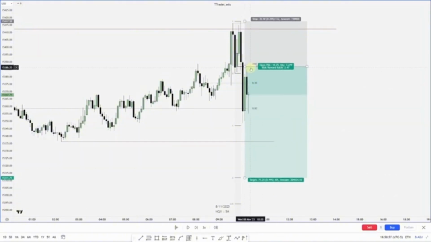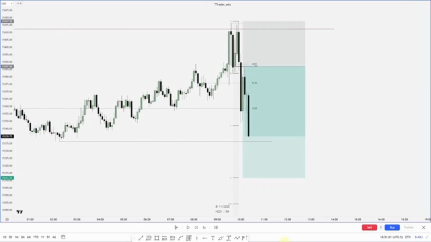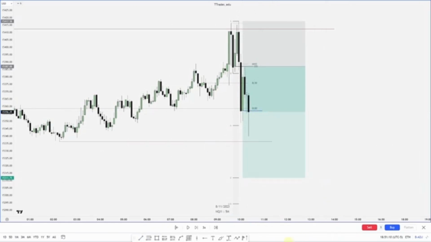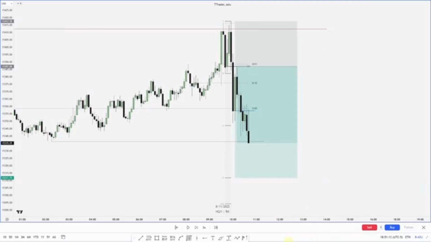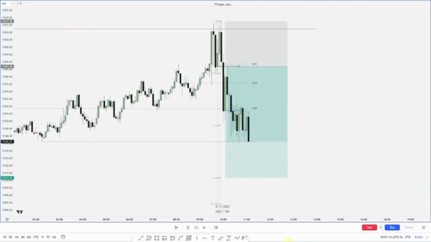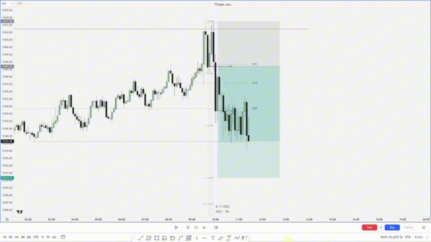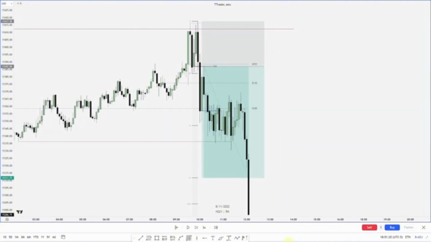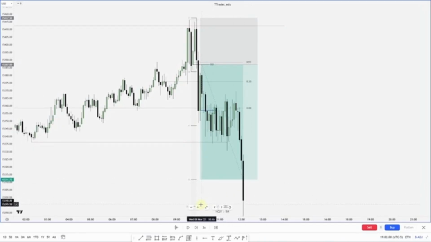You can see it tags the order block, respects this fair value gap in here, and now price trades and closes below this candle here, which is now validating it as an order block. And there you go, we hit the -2 to -2.5 standard deviations.